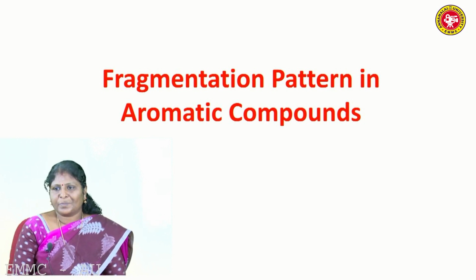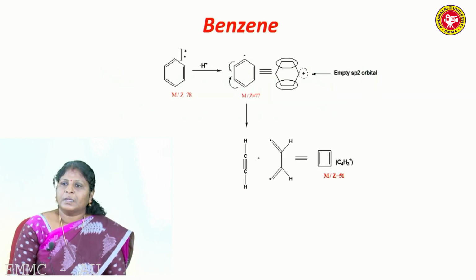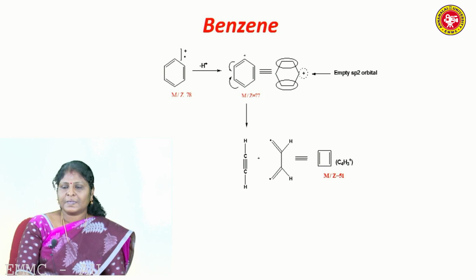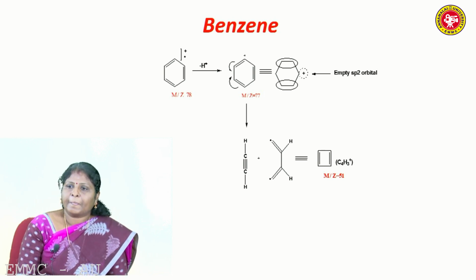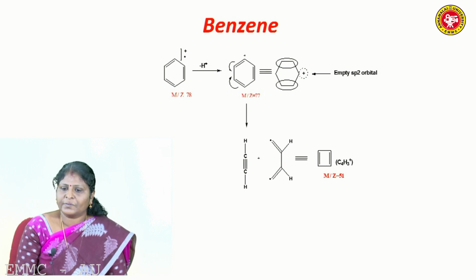Now, we will discuss the fragmentation pattern in some of the aromatic compounds. Here, a benzene fragmentation mode is given. Benzene, the molecular formula C6H6. Here, the molecular ion is produced by the loss of one electron from the aromatic sextet. So the molecular ion is produced. The molecular ion is relatively intense. This is because the radical or the positive charge can be stabilized by means of resonance.